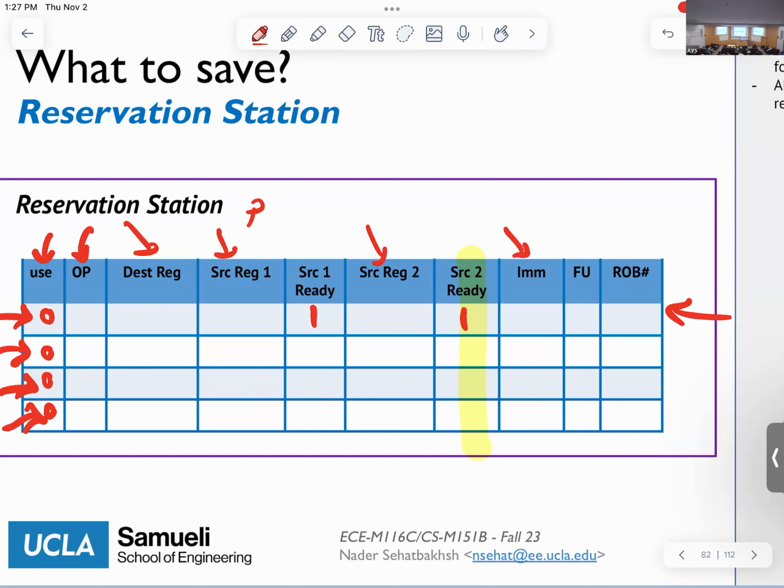If the instruction has an immediate, we're going to save the immediate here. This FU field tells you which lane this is going to be occupying, and the ROB number tells you which entry of the ROB corresponds to this reservation station entry. Because the moment you put something in the reservation station, you also save an entry in your ROB, okay?